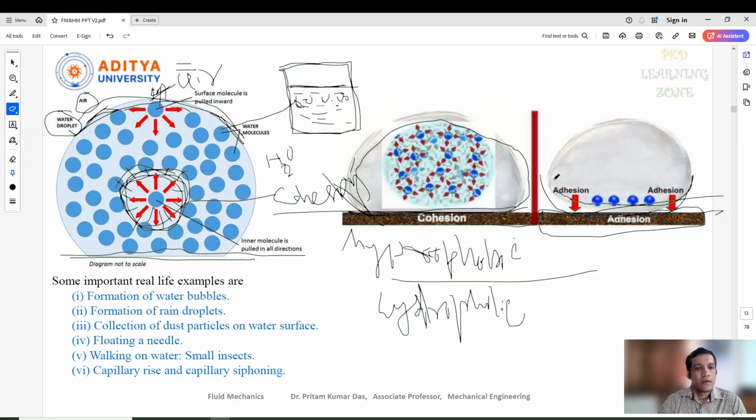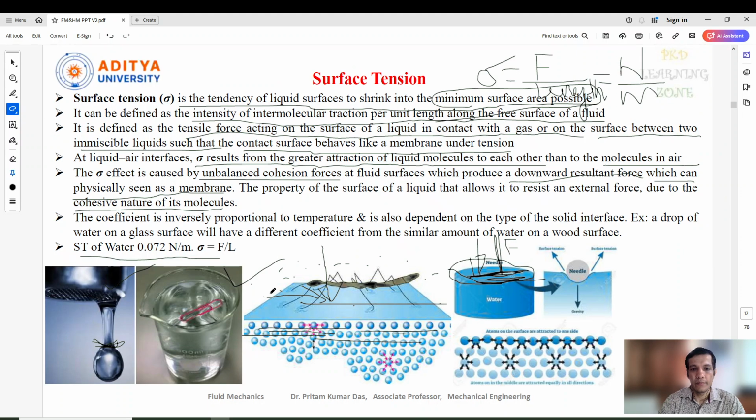Okay, and some examples I have taken here also: formation of water bubbles, formation of rain droplets, collection of dust particles on the water surface, floating of a needle, as I told you already, and walking on water. That means small insects can walk on the water. I have also shown the example, and capillary rise and capillary siphon. So here is one more example I gave. A small insect is able to walk on the water surface. That also has a reason.